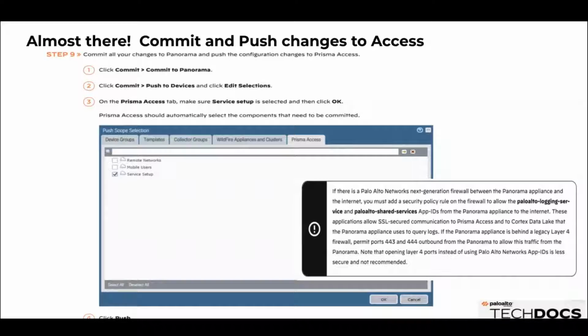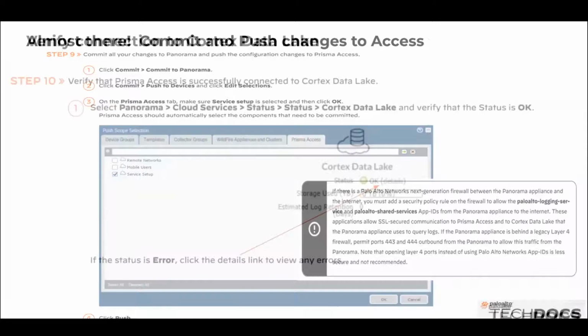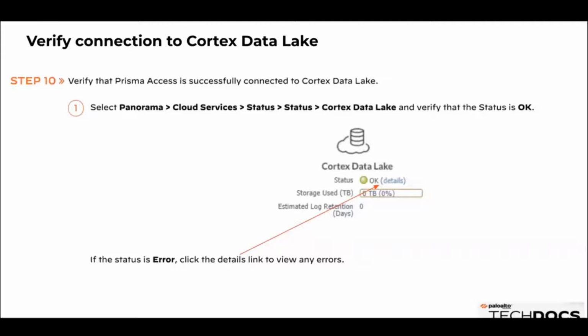Click on commit to Panorama, and then push to devices, edit your selection, and go to the Prisma Access tab, check the service setup, and perform the commit. It will take a few minutes after you perform your commit. After that, you will see that in the Cloud Service Status tab, the Cortex Data Lake status will turn green. If it's not turning green for some time, click on the details, and the details will provide you some of the errors if there are any.